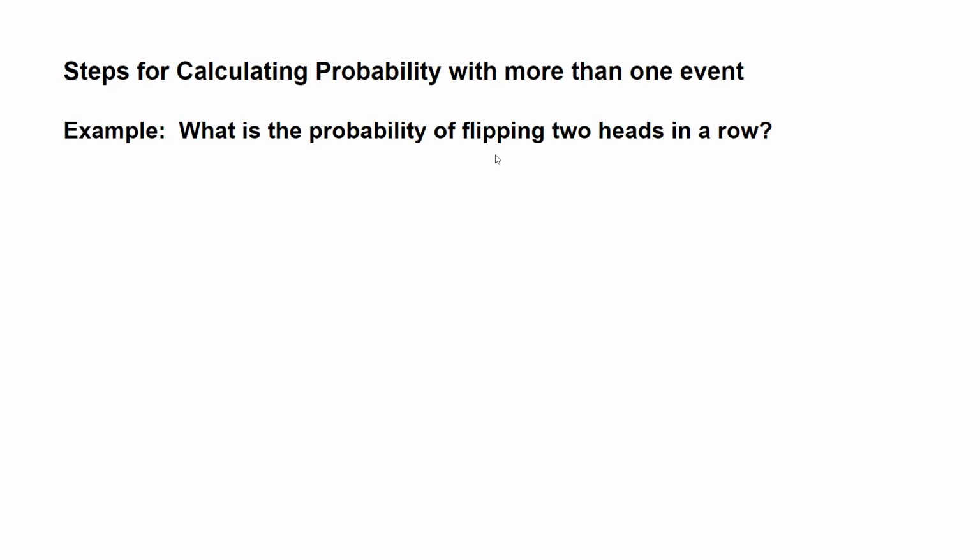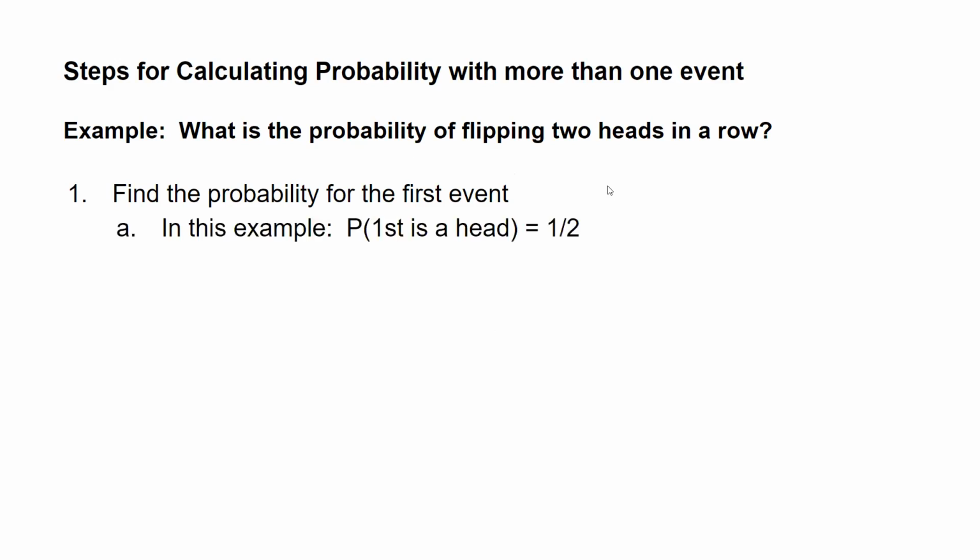What is the probability of flipping a coin and getting two heads in a row? We find the probability of the first event, the probability of flipping a coin and getting a head. In this example, that is 1/2. There's one head on a coin, and there's two sides. So the nice thing about coins is that the probability of getting a head will always be 1/2. The probability of getting a tail will always be 1/2. The probability for coins are always the same, which makes them kind of easy to work with.